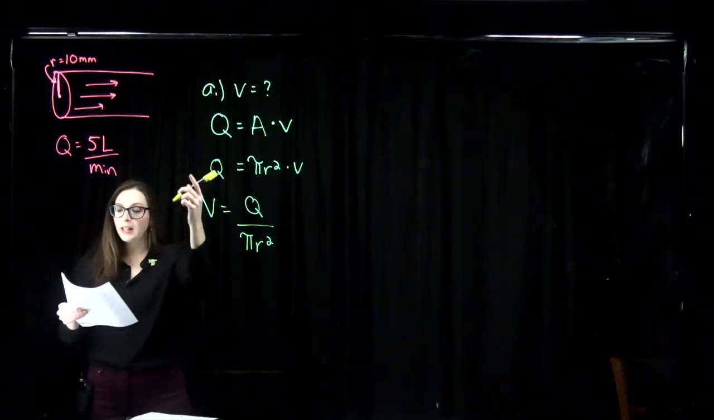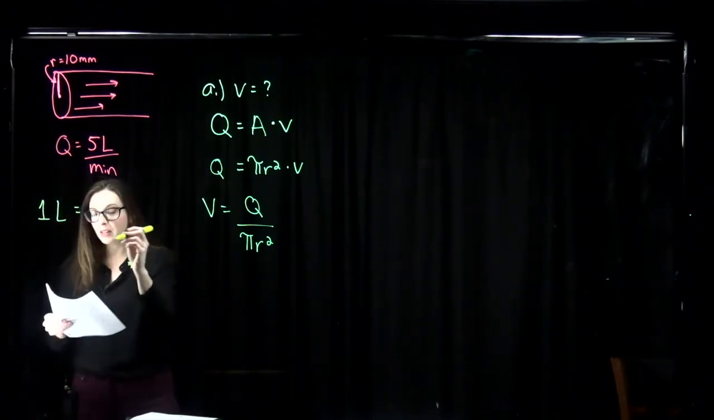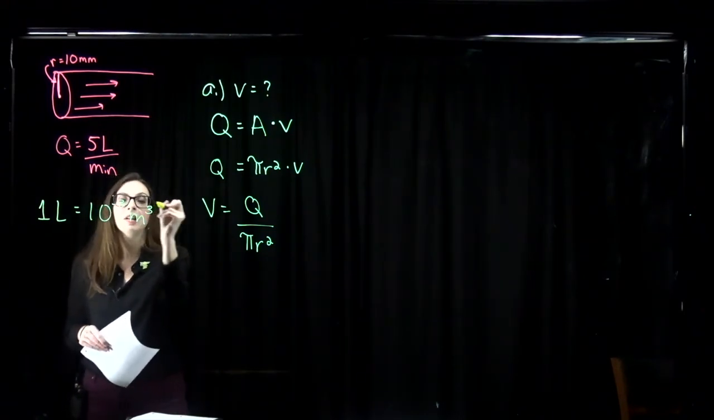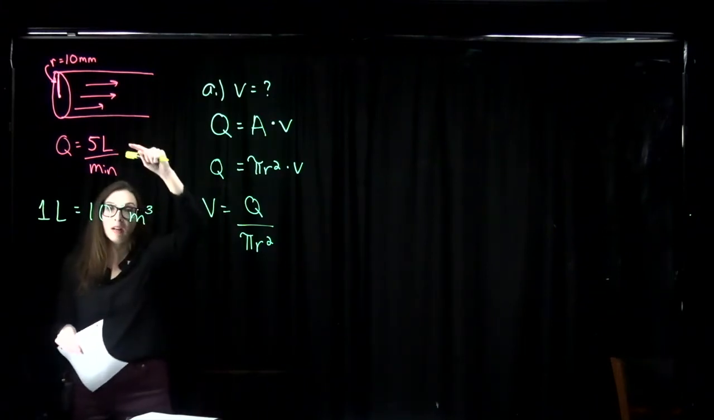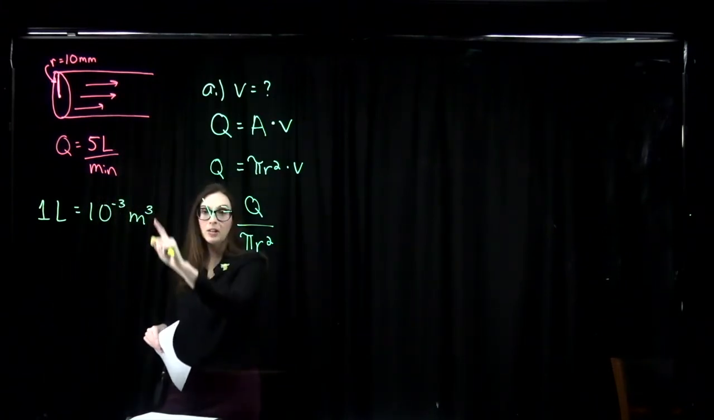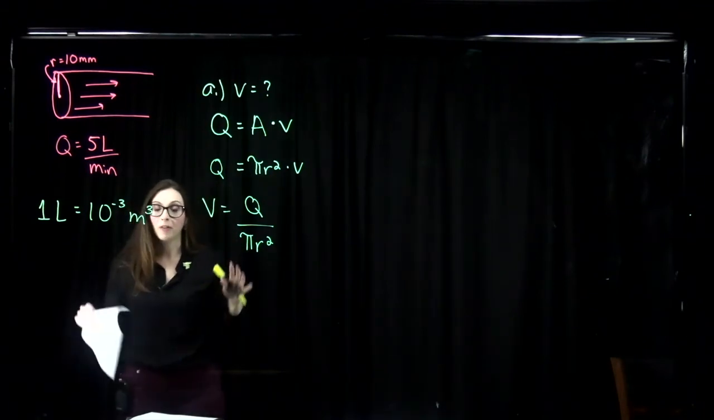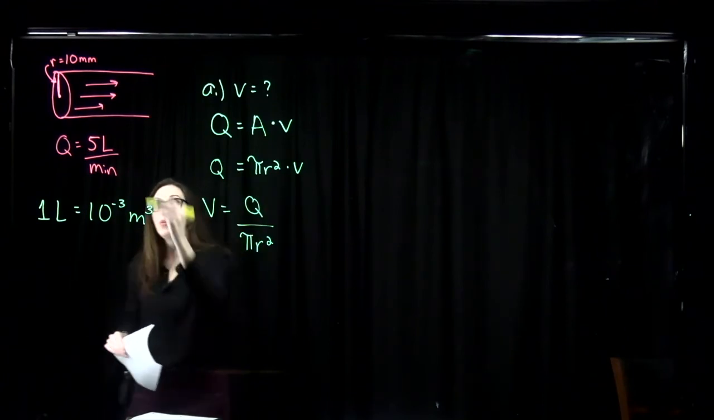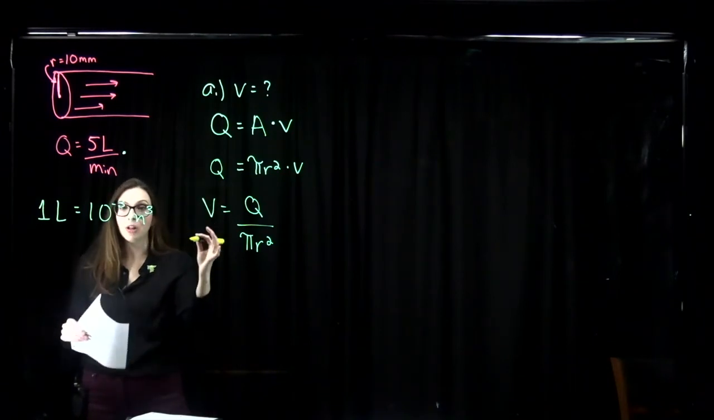So 1 liter, this is something we should remember, 1 liter is equal to 10 to the minus 3 meters cubed, okay? So if we're going to convert this from liters to meters cubed and from minutes to seconds, we're going to have meters cubed per second for our flow rate. So we have to take our 5 liters and multiply it by a conversion factor.